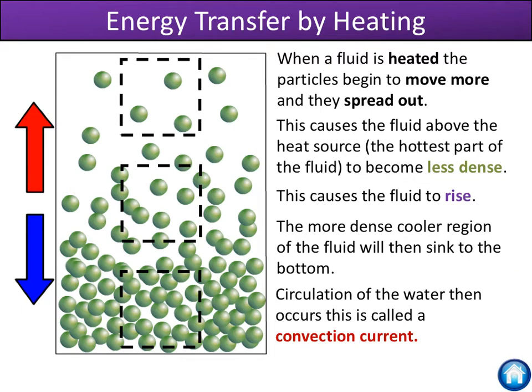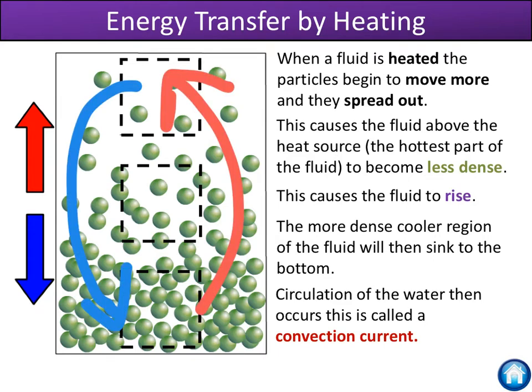What begins to happen there is you get circulation. The hotter part of the fluid begins to rise, the colder part of the fluid begins to sink, and you have a convection current. The convection current that I've just drawn on here shows the hot air rising and then the colder air sinking to the bottom.